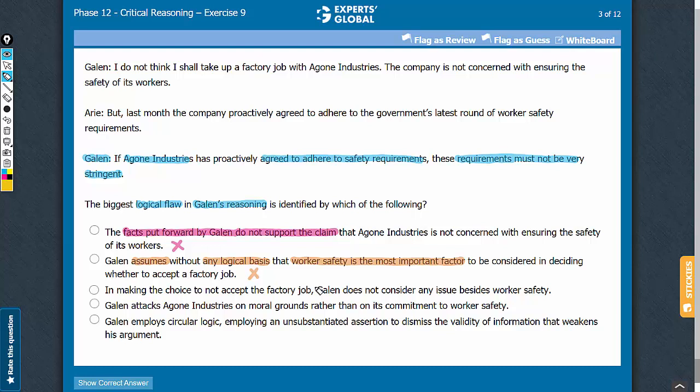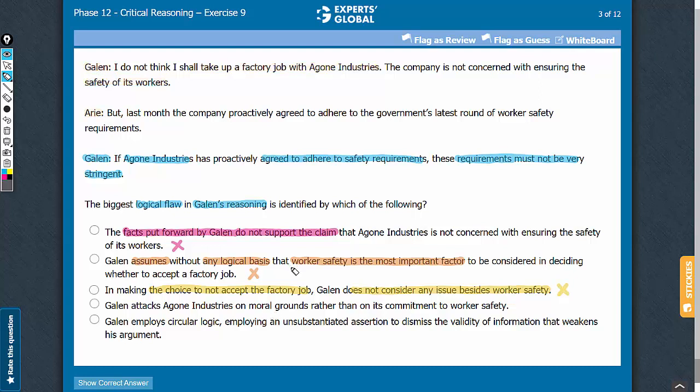Answer choice C. It can be inferred from the dialogue that the first person is not likely to take up a factory job with this particular organization because he doubts that the organization is concerned with the safety of its workers. So it can be inferred that in making the choice to accept the factory job, the first person does not consider any issues besides worker safety. This answer choice can be inferred from the argument. However, this answer choice does not indicate the flaw in the first person's reasoning. The flaw in the first person's reasoning is that the first person ignores the evidence offered by the second person simply because the evidence differs from the first person's view. So let's eliminate this answer choice.